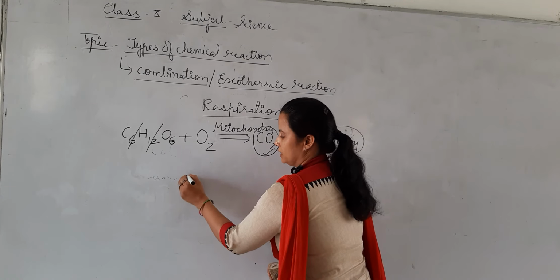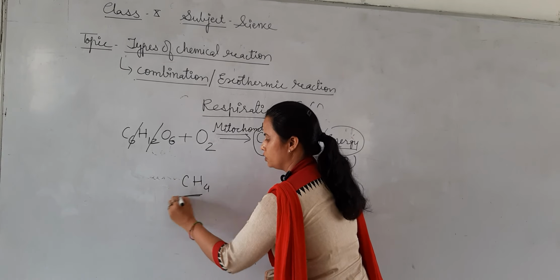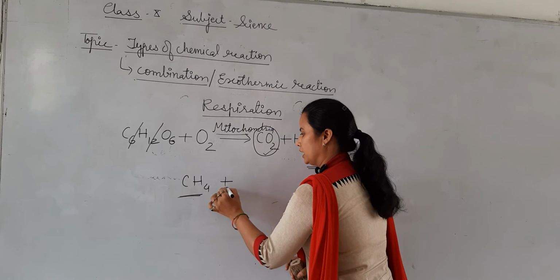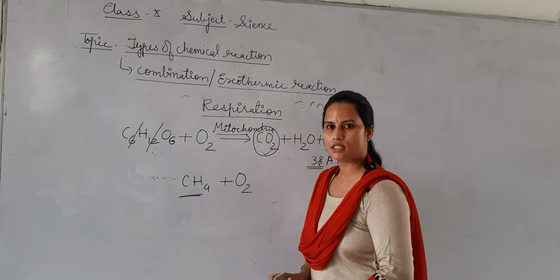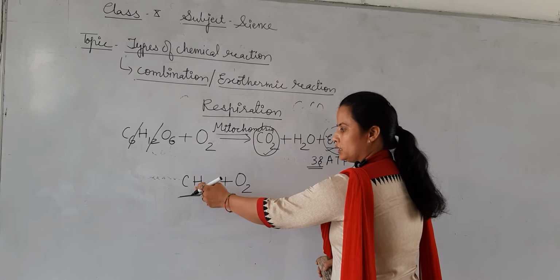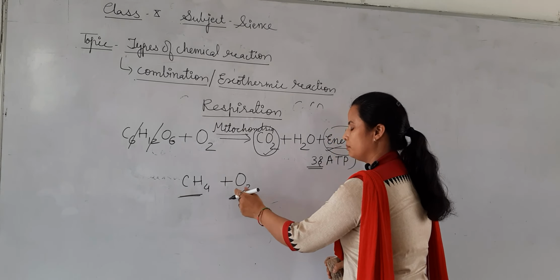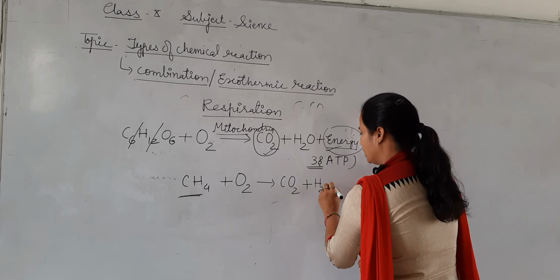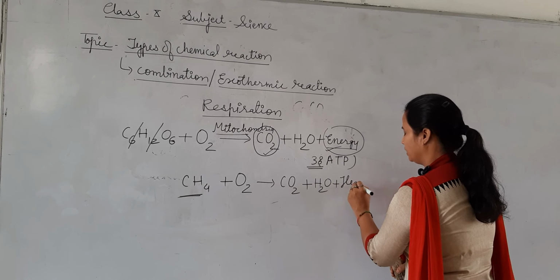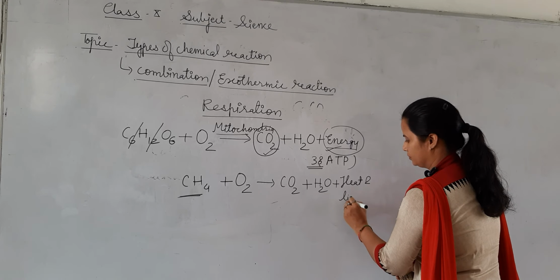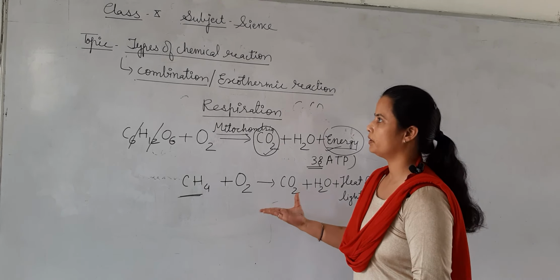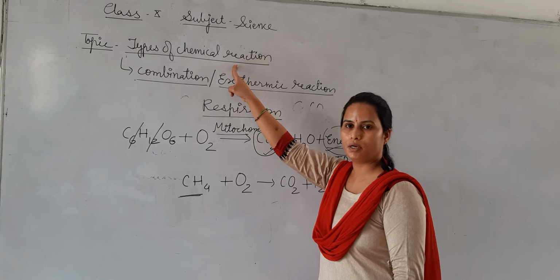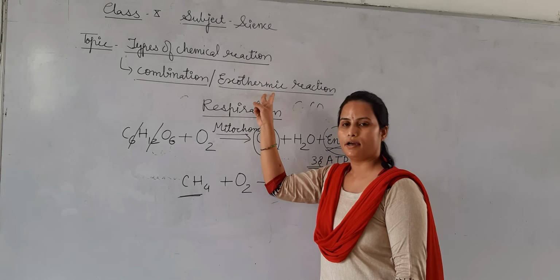Another example, that is CH4. CH4 is the first hydrocarbon. It is the simplest hydrocarbon. In the burning process oxygen is required. So when methane, which is called natural gas, burns with oxygen, it gives CO2, H2O, and a large amount of heat and light energy. This type of reaction is called an exothermic reaction. So another type of chemical reaction is combination or exothermic reaction.